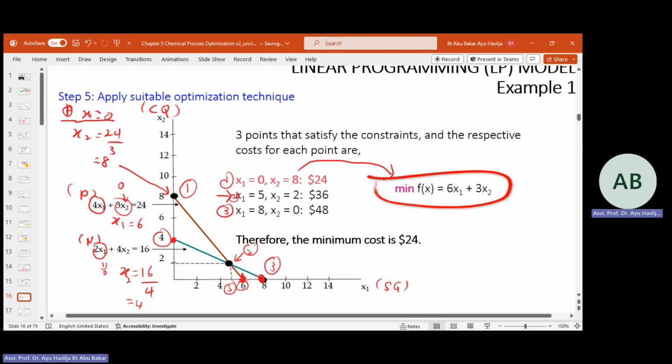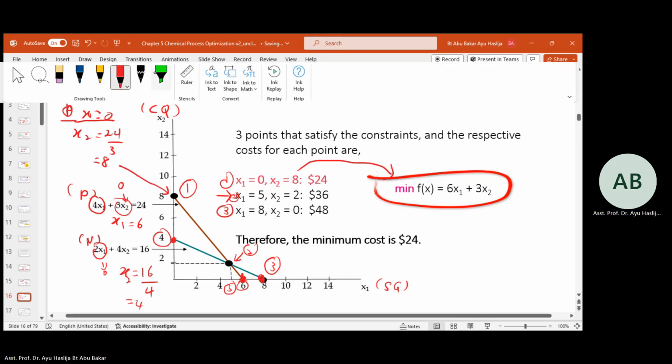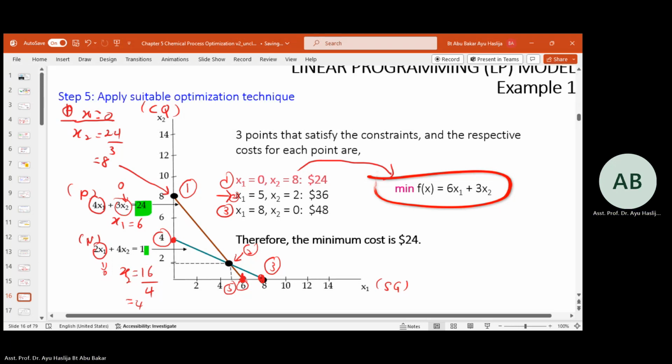First, we need to find how many bags fulfill the constraint: phosphate must be at least 24, nitrogen must be at least 16. Okay, find how many bags can supply at least that amount. To find how many bags, we use this equation. Okay, so from this equation, we identify a few options.